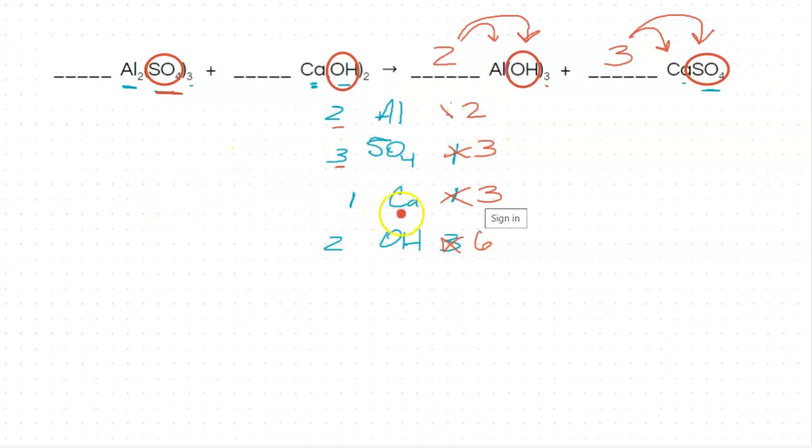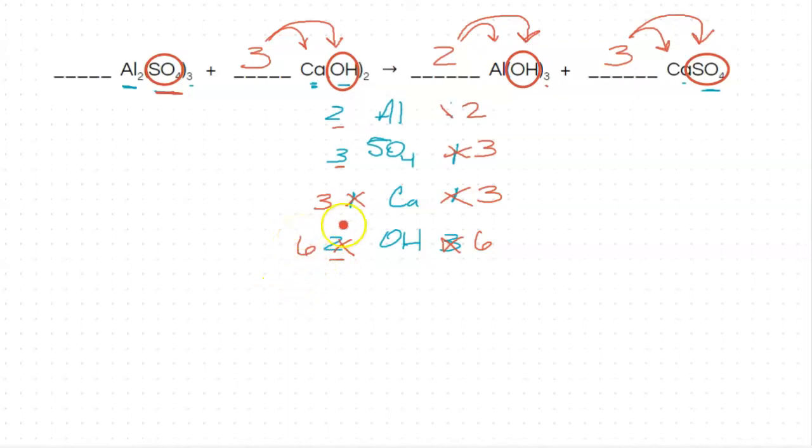Now I'm going to look at calcium. I now have 3 on the left because I put the 3 in front of my formula, and I have 1 on the right. So an easy fix, I put a 3 in front, and that coefficient distributes to the calcium. So 3 times the 1 calcium makes 3. But it also distributes to the whole formula. I started with 2 hydroxides, but I just tripled it by putting the 3 in front. So 3 times 2 is going to give me 6.